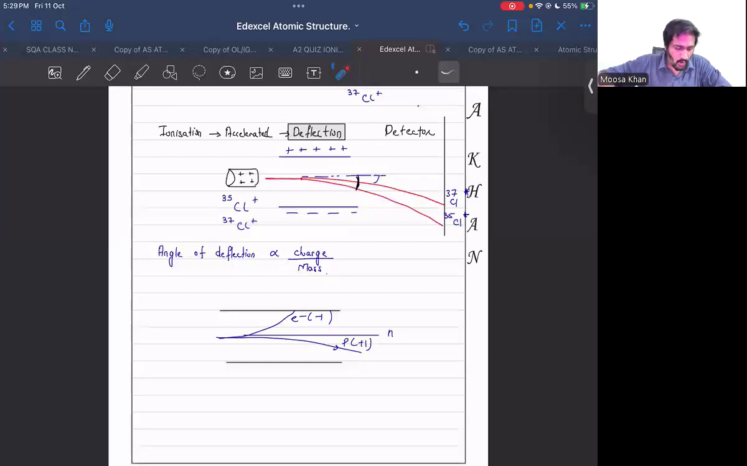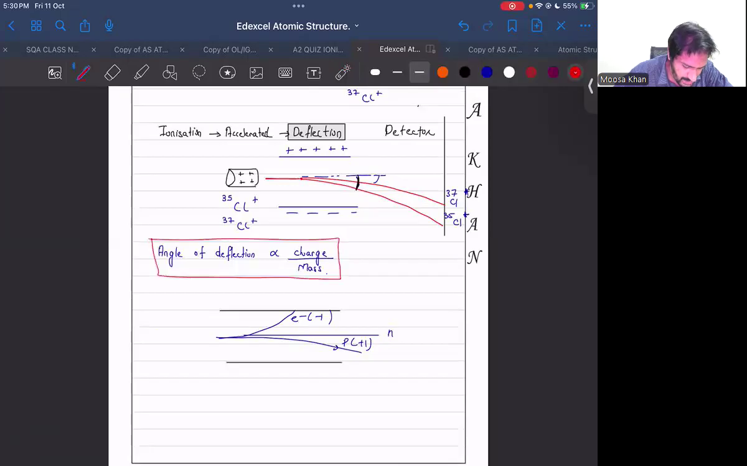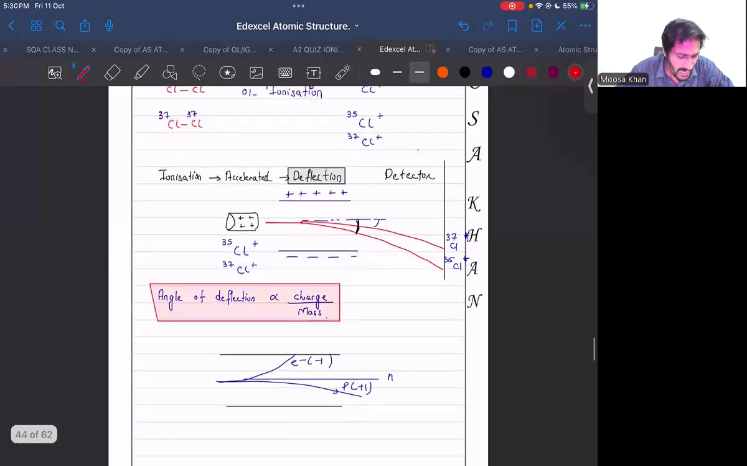Otherwise, knowing all these, like angle of deflection, yes, you are supposed to know that angle of deflection is directly proportional to charge. Whenever a particle has a greater charge, its angle of deflection would be greater. Whenever a particle has a greater mass, its angle of deflection would be smaller, because a heavier particle will be deflected at a smaller angle, but a particle with a higher charge would be deflected at larger angle. Getting my point? The steps are ionization, acceleration, deflection, and detection.